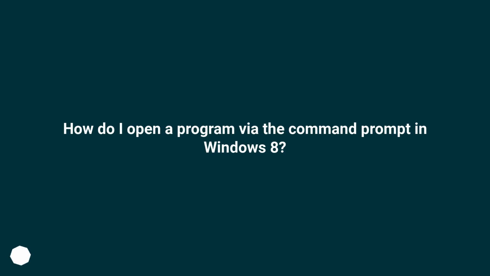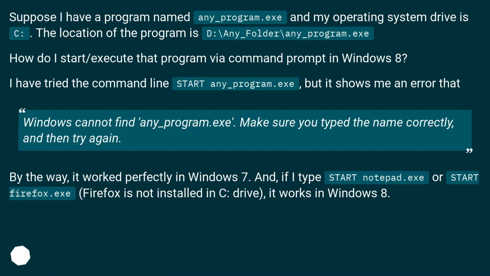How do I open a program via the command prompt in Windows 8? Suppose I have a program named any_program.x, and my operating system drive is C:. The location of the program is d:\any_folder\any_program.x. How do I start/execute that program via command prompt in Windows 8?